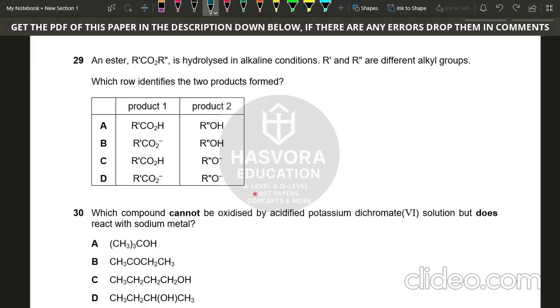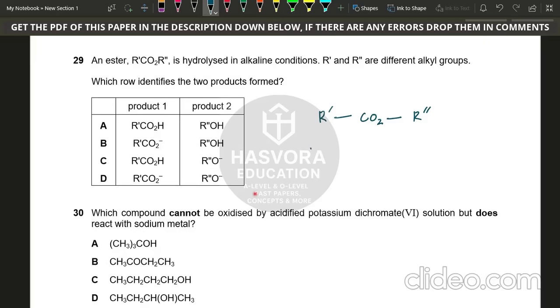Now this is the ester. For example, if this is the R prime that is bonded to CO2, and then we have the R double prime. So what actually happens in the alkaline conditions is that you have no H plus ions.